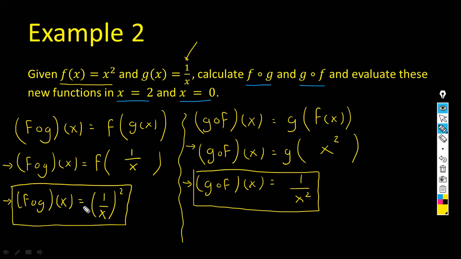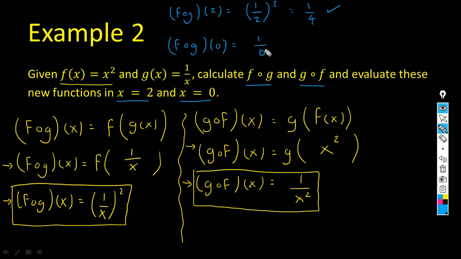I'm going to first evaluate this function in 2. I'm going to do it in blue over here, okay? So let's evaluate f of g in the number 2. So that's going to be equal to 1 over 2 squared, and that's equal to 1/4. So perfect, no problem, everything fine. Now let's evaluate this same function in 0. F of g of 0 is equal to 1 over 0 squared, and we have a crash.